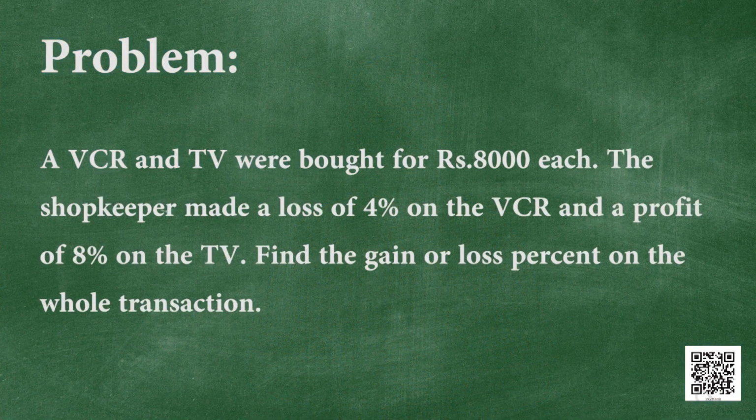The problem says a VCR and TV were bought for rupees 8,000 each. The shopkeeper made a loss of 4% on the VCR and a profit of 8% on the TV. Find the gain or loss percent on the whole transaction. Students, now let us try to look into its solution.